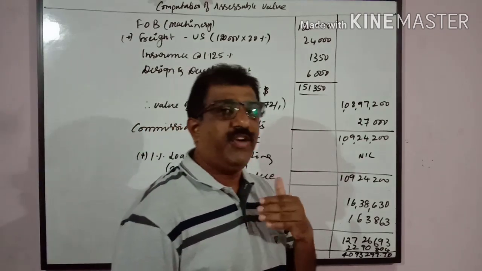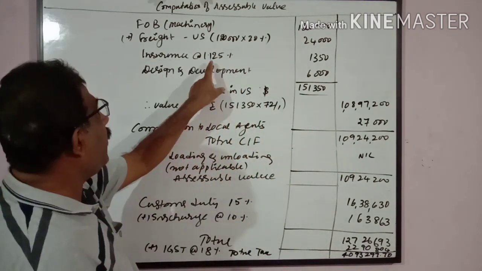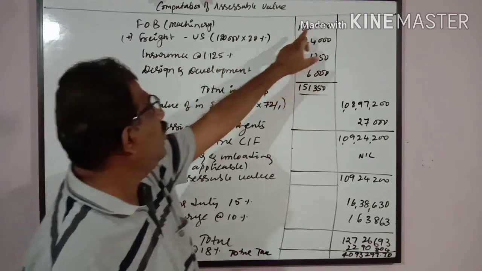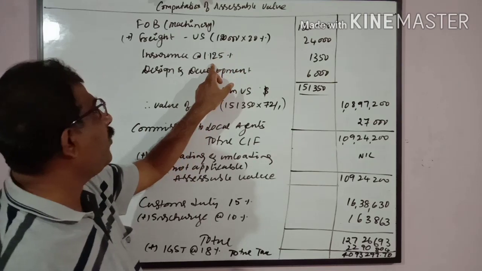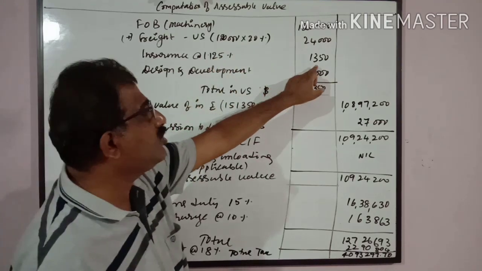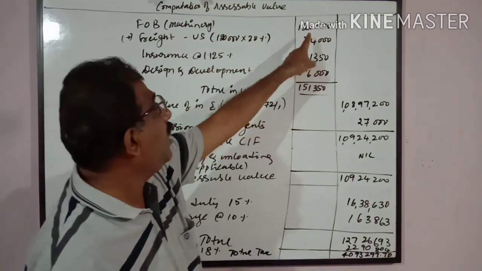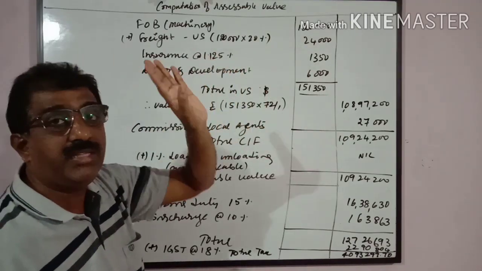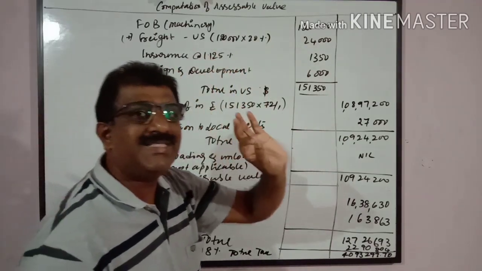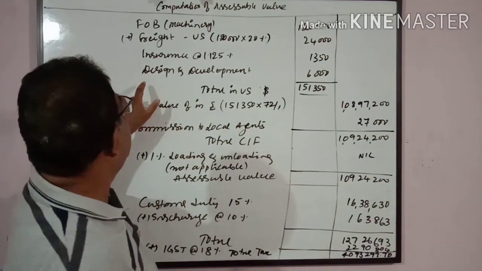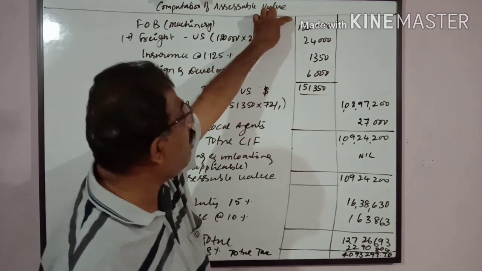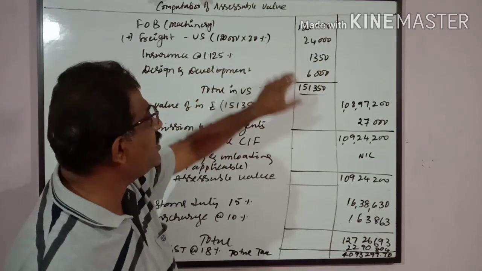Insurance, if it is not known, 1.125% is the standard rate on the FOB. 1,20,000 into 1.125% comes to $1,350. On FOB, 1.125% is the standard when the insurance is not given in the problem. Design and development charges paid $6,000. So all these are paid in the form of dollars.